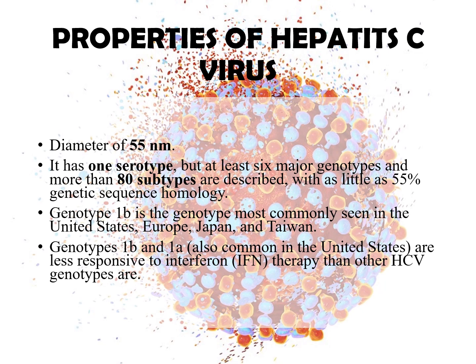In this slide, I have added some things already. Here we can see the specific genotype 1b is the most commonly seen in the United States, Europe, Japan, and Taiwan. Genotypes 1b and 1a, also common in the United States, are less responsive to interferon therapy than other HCV genotypes are.